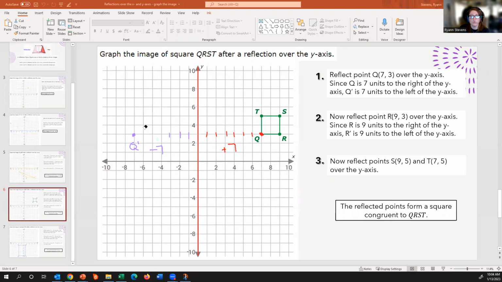We're going to do that with each one of our points. I'll put that line of reflection back. We've got the line of reflection at the y-axis. Now we can move on to point T. It looks like it's lined up with Q, so it's probably going to be 7 places as well. 1, 2, 3, 4, 5, 6, 7 places. So we're going to go exactly 7 places the other direction as well: 1, 2, 3, 4, 5, 6, and then 7. And this is T.